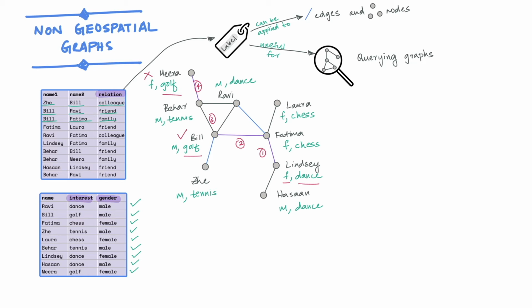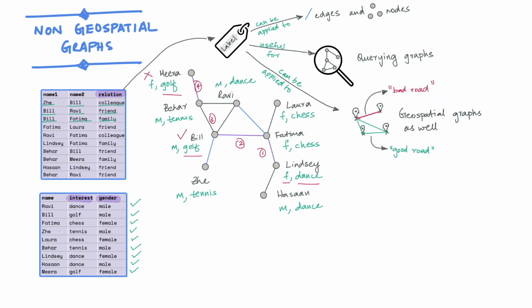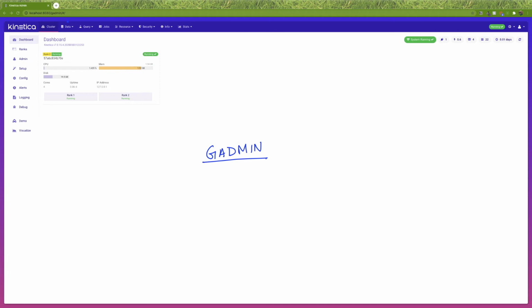One final thing to note before we move to GAdmin to create this graph is that labels are not limited to non-geospatial graphs. They can be applied to geospatial data as well. For instance, to mark particular edges as say a bad road or a good road in a geospatial graph. Now let's see how to create a social graph in Kinetica through GAdmin.